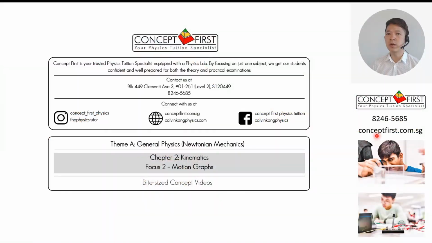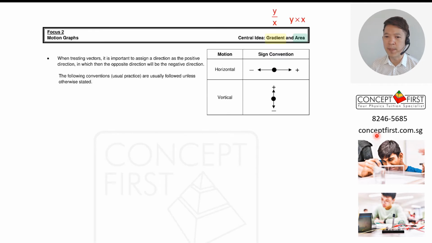Hi, welcome to this video on kinematics. Focus 2, motion graphs. Let's begin. Now for motion graphs, the central idea is gradient and area.